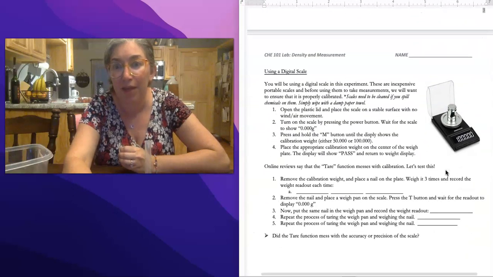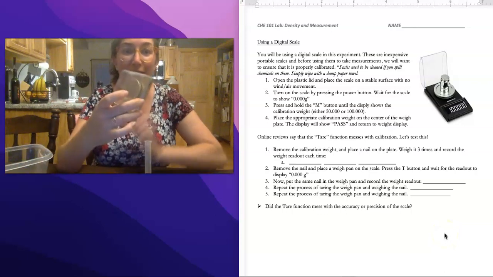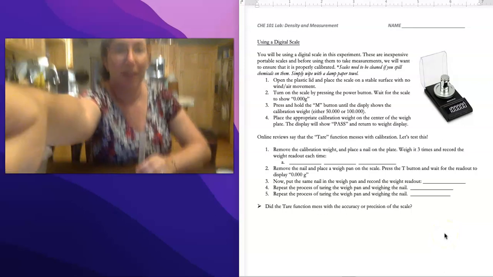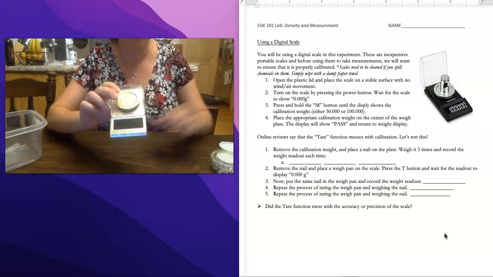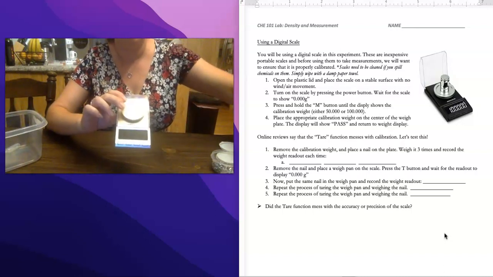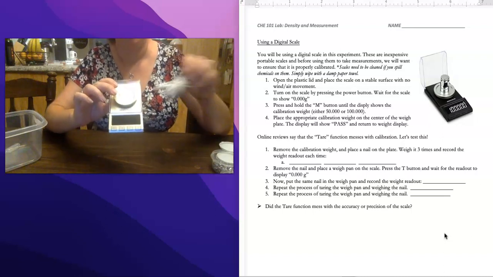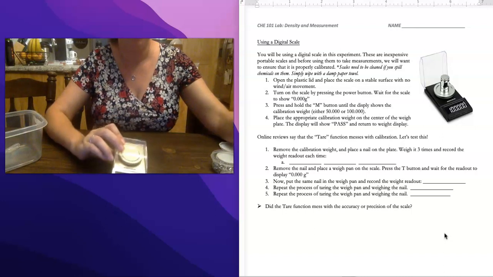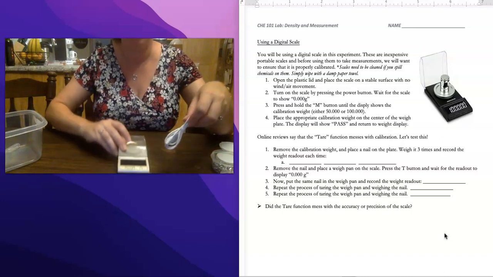Alrighty. The other piece of equipment that you're going to be using is a digital scale. Let's see if I can lower this down here. All right, so the digital scale uses AAA batteries, so you might need AAA batteries, but you can also always use the charging cord and plug that in. It won't hold a charge, so it has to be plugged in to use it.